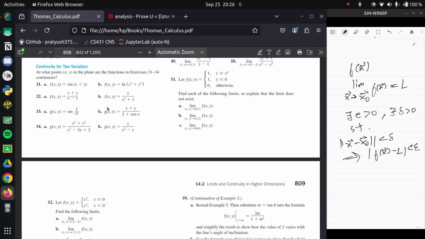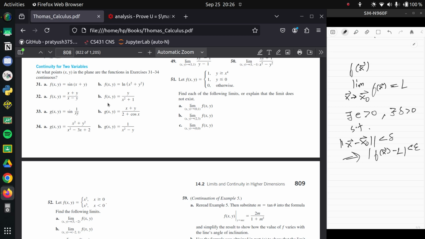What about at 0, 0? It's not defined over there, but is it continuous? For continuity, you have to have a left hand limit, a right hand limit, and the function defined, right? So if it's not defined, how is it continuous? So at 0, 0, it's certainly not defined, so it can't be.